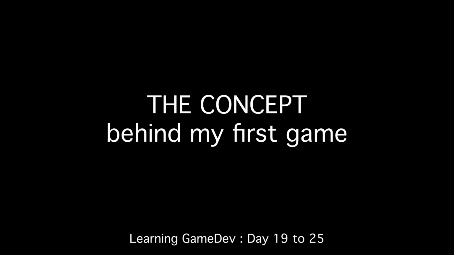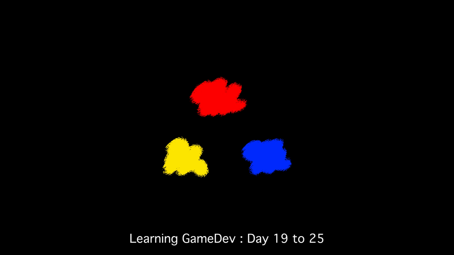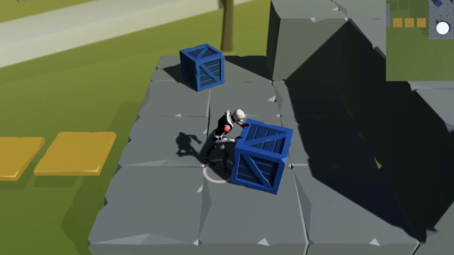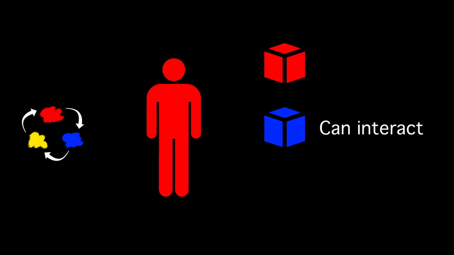Now, here's the concept. There are three colors in this game, red, blue and yellow. They interact in an order. Each color can interact with the next one. Red interacts with blue, blue with yellow and yellow with red. If the player is red, he can interact with blue objects. If the player is the same color as the object, nothing happens. The player will ignore it, go through the object.